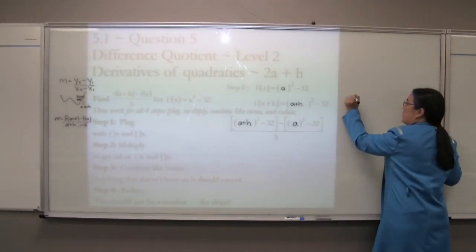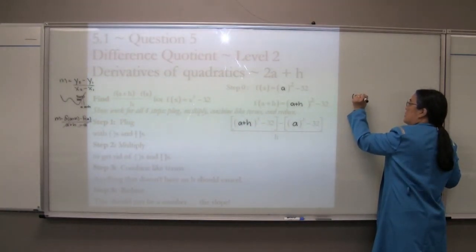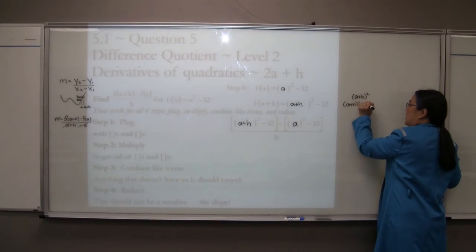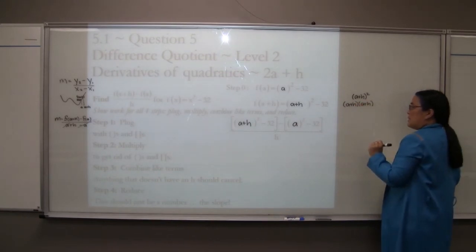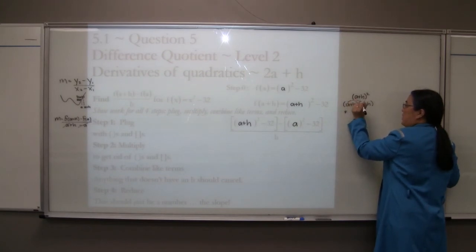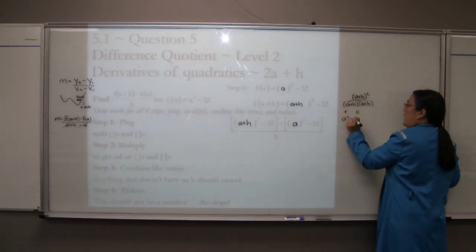You may have known that a plus h squared from back in chapter 1 means we have a plus h times a plus h. And what we're going to do is FOIL this out. Many students have learned FOIL. That stands for first. We're going to multiply the first things together and get a squared. Outside things, we multiply the things on the outside. Alphabetical order, a first, h second.